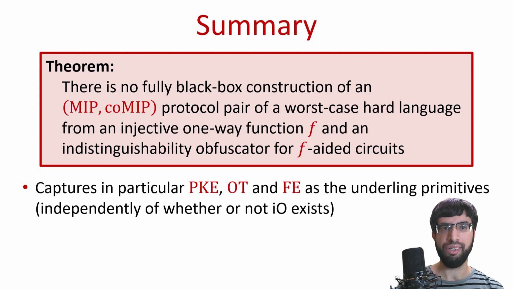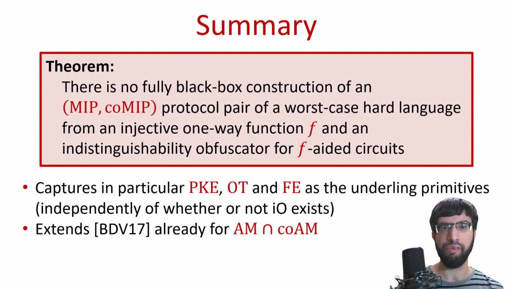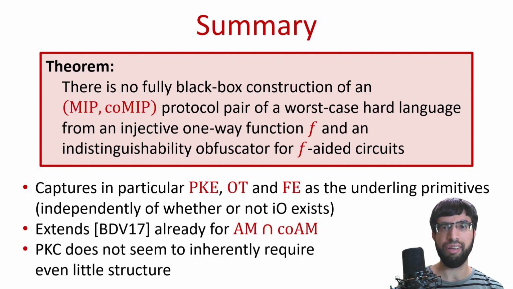To conclude, here's again our main theorem with the corollary to public key cryptography. It further extends the result of BDV and shows that public key cryptography does not imply even little structure in a black box way. So we shouldn't lose hope in basing public key cryptography on unstructured problems.